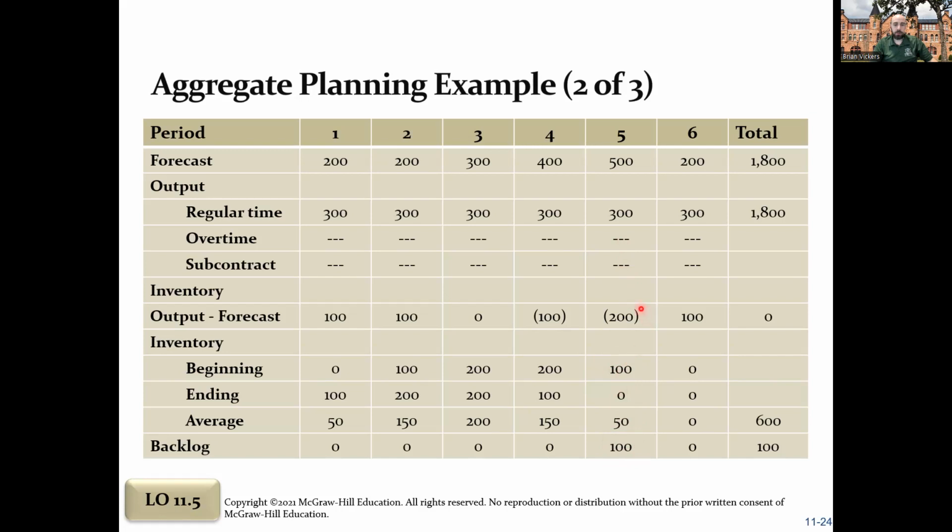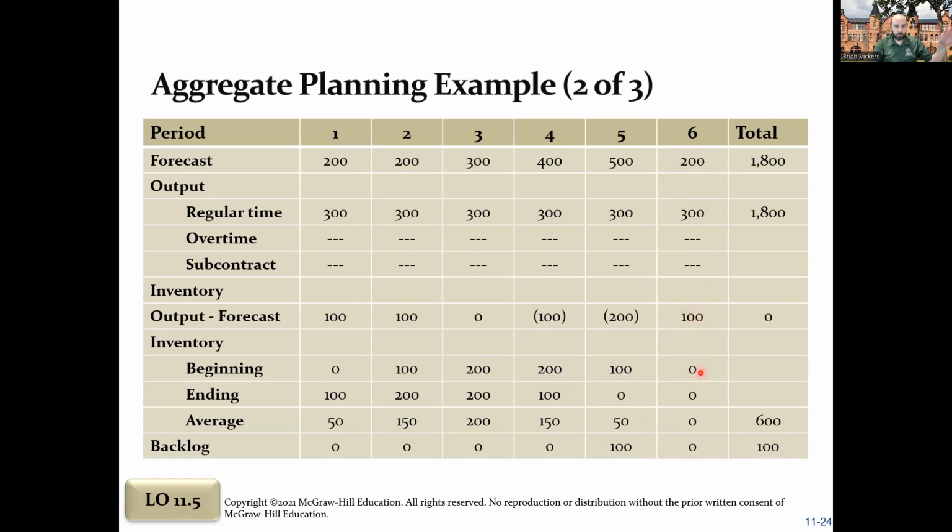Okay, so I start with 100. I'm 200 short. So I use the 100. And then the other 100, I zero out here and I move that negative 100 into 100 positive backlog. So I've got 100 orders to fill. Now, next period, I made 300. I only needed 200. So 300 minus 200 is 100.